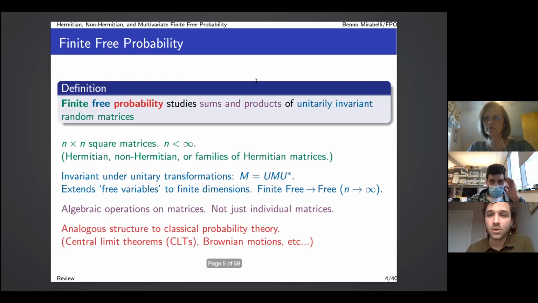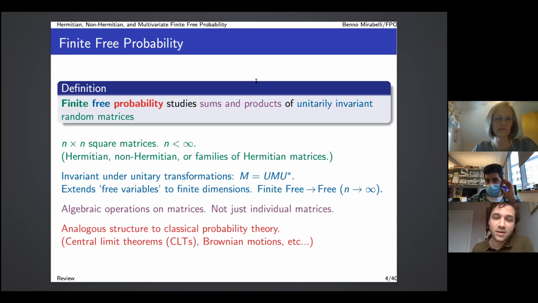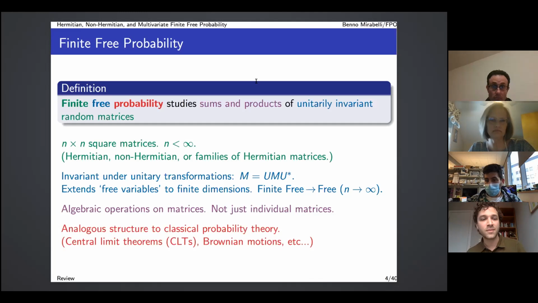To parse this a little bit, the word finite is there because the random matrices we're going to be studying are finite dimensional square matrices in this case. Lowercase n is going to be that dimension. Free has a meaning from free probability, but you can extend this concept to the finite dimensions, and it's essentially generalized to mean unitarily invariant. So finite free is kind of like a fancy way of saying finite dimensional unitarily invariant random matrices.